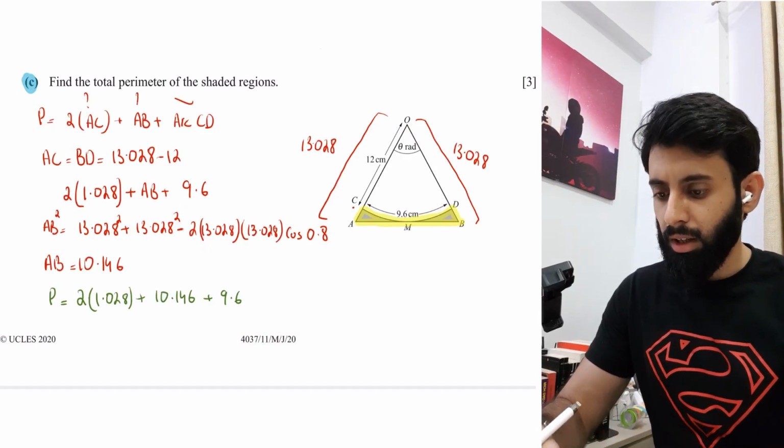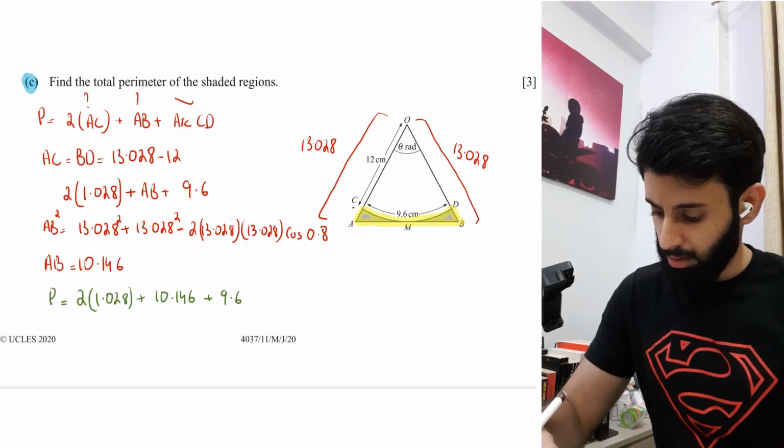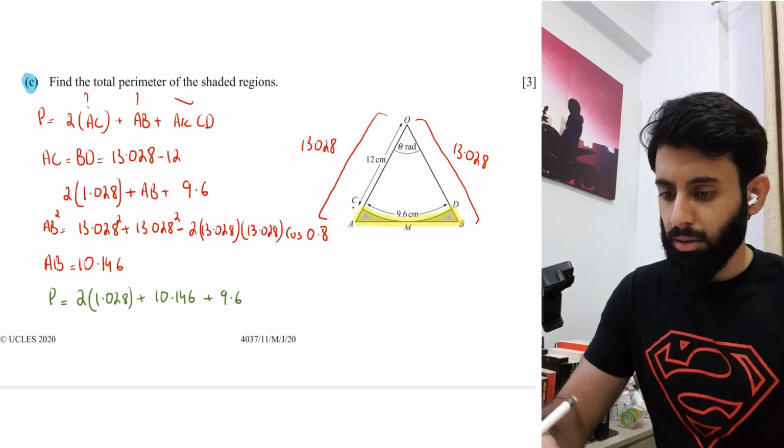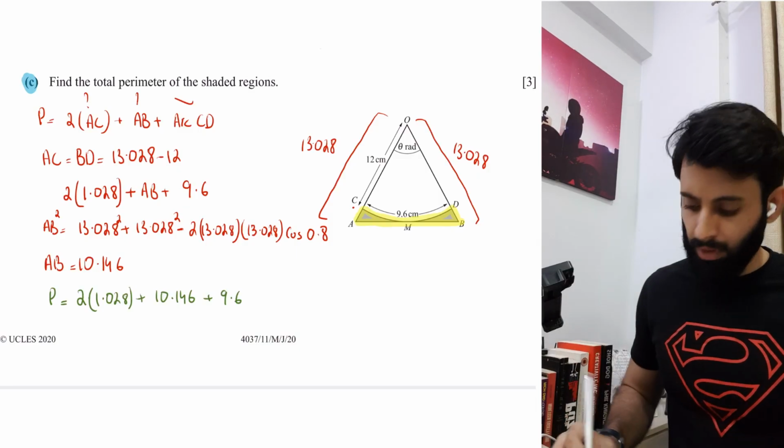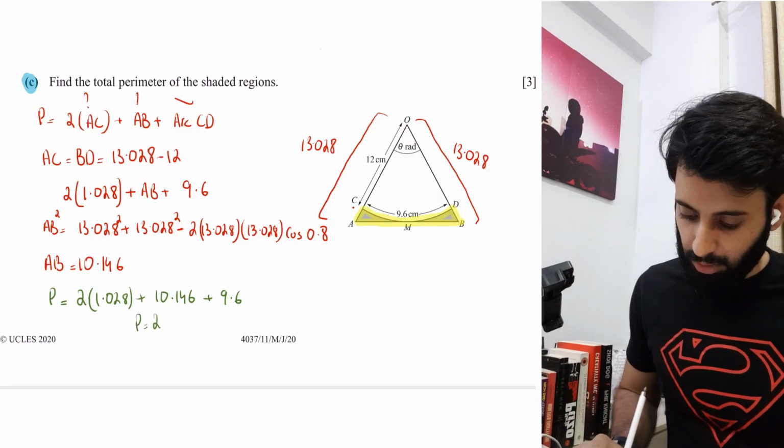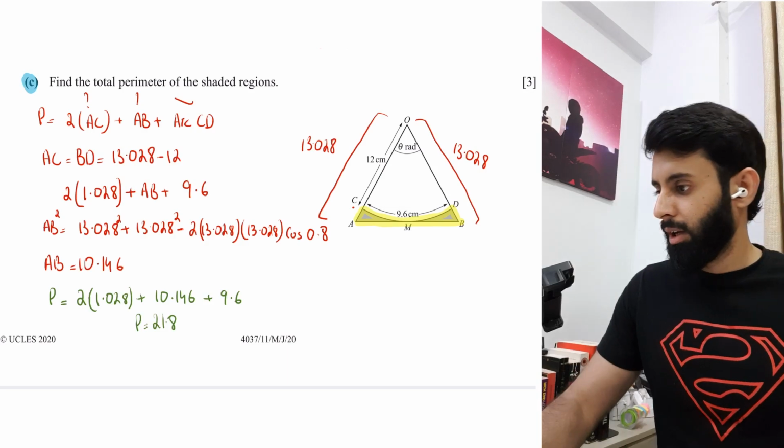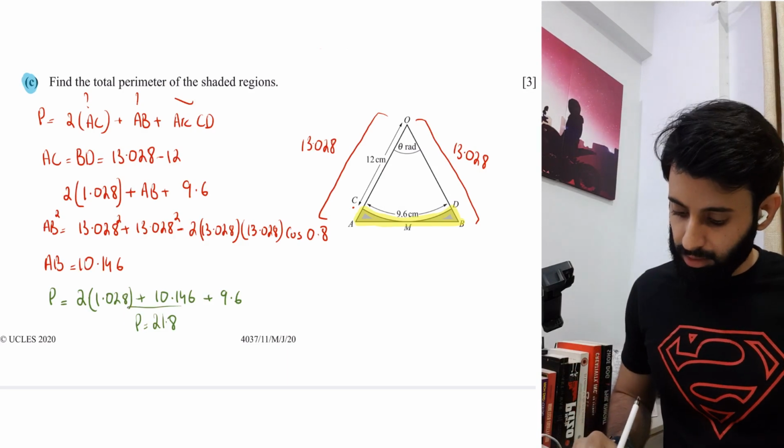So let's work it out. Plus 9.6 plus 2 times 1.028. And let's see what we get. So we're looking at perimeter is equal to 21.8 centimeter, which is the final and the correct answer.